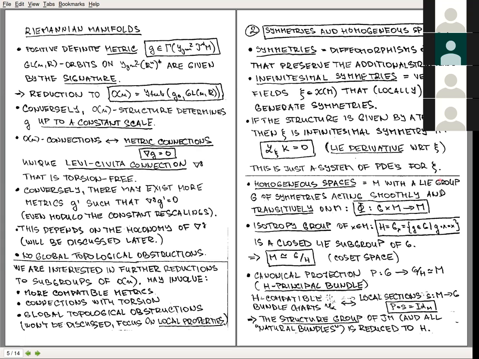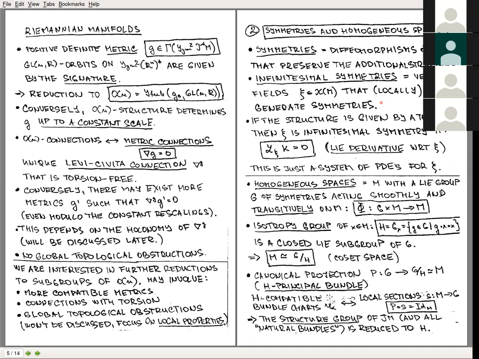Homogeneous spaces are just manifolds which have many symmetries, particularly a Lie group G of symmetries, which acts smoothly and transitively on M. So it's some smooth mapping, G times M to M. And we pick a point and define, as usual, its isotropy subgroup, which is the subgroup of G which fixes the point. And this is then a closed subgroup of G, and the manifold is diffeomorphic to the coset space G mod H.